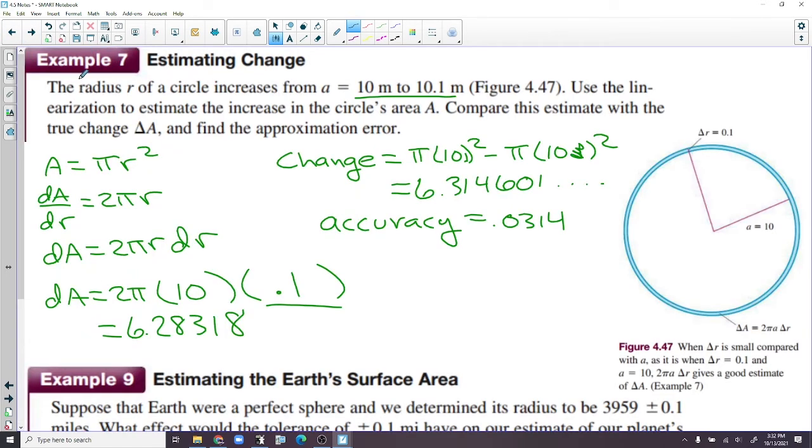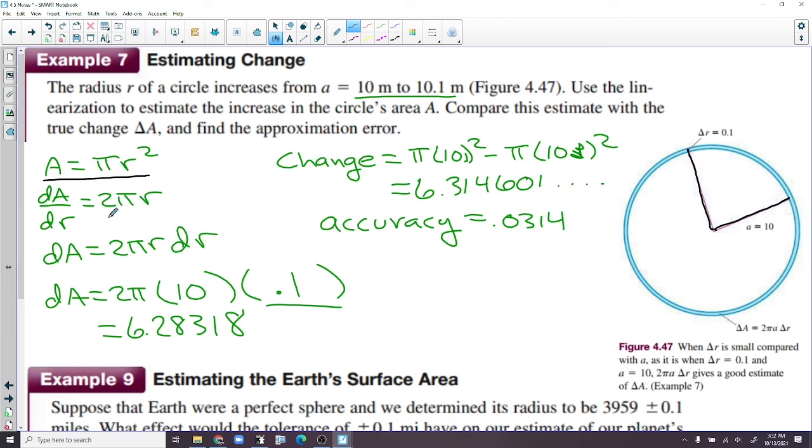Example 7: the radius r of a circle increases from 10 to 10.1. Use the linearization to estimate the increase in the circle's area. Compare this estimate with the true change and find the approximation error. So we're saying when we change the radius from 10 to 10.1, how much area do we gain? How much does the area change?